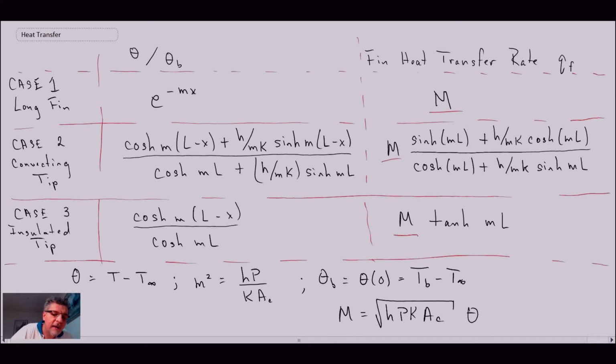This here on the left gives us the temperature profile in the fin, and this gives us the heat transfer that the fin is removing from the surface. And when you look at these, if you recall the long fin case, that wasn't really a physically realistic application. The convecting tip was the one that was very accurate, but when you look at the mathematical expression, it's rather complex, although on a computer it's not a big deal. And then finally, case 3, the insulated tip. That is a rather simple solution. And so what we'll be doing in the next segment is comparing these 3 different solutions and seeing how well they compare for different types of applications for a given problem.